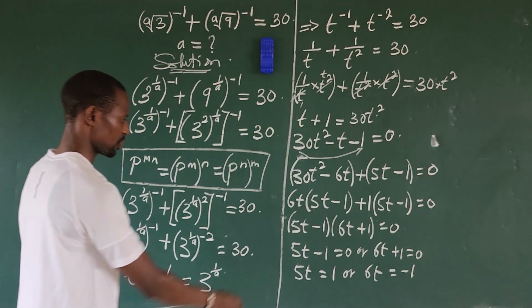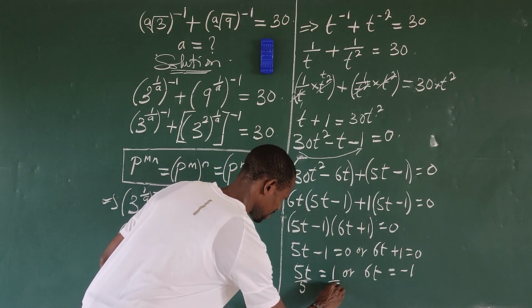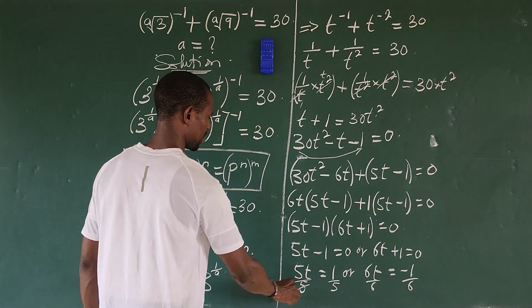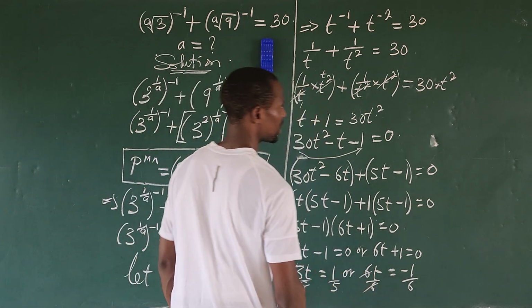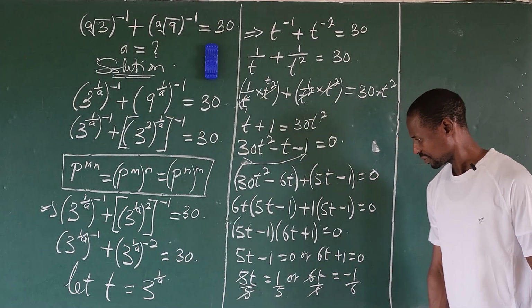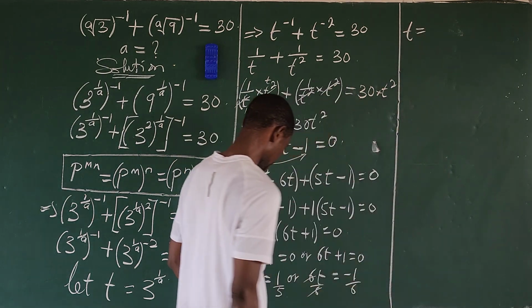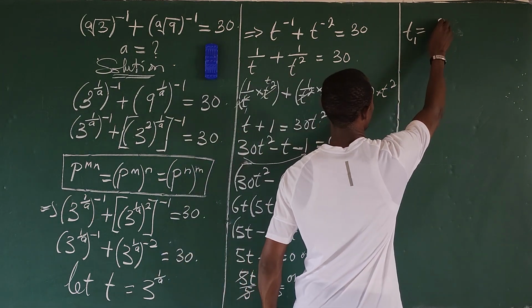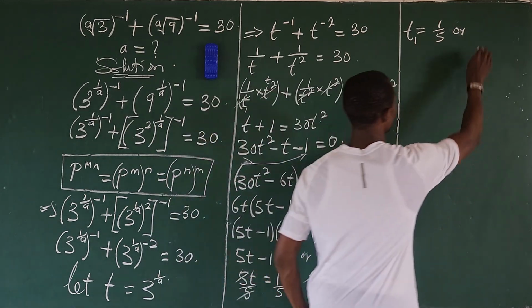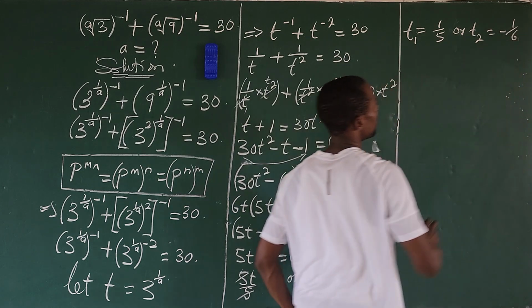Right? Good. So automatically, we divide this by 5, we divide this side by 5 also. We divide this by 6, we divide this by 6 also. So let's continue here and see what this gives us. From here we are left with t, and here we are also left with t. So we're going to have t1 is equal to 1 all over 5, and then we have t2, which is equal to minus 1 all over 6.